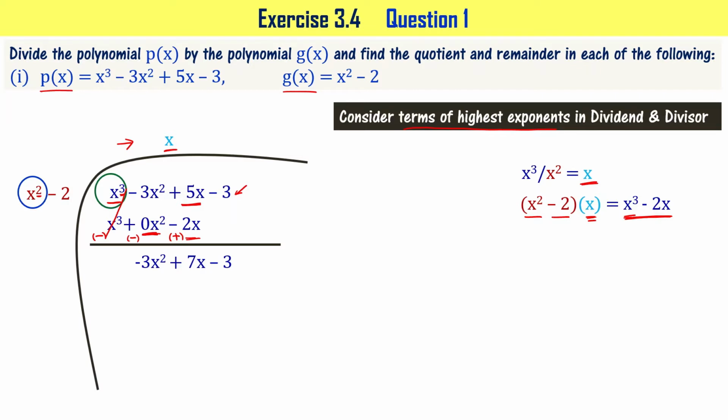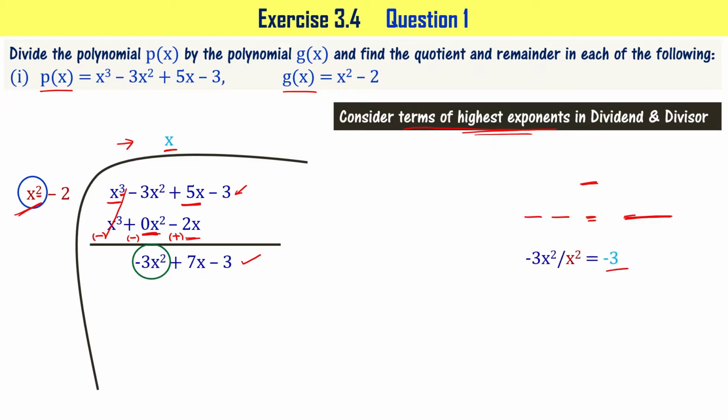What we now have to do is consider the term of highest exponent in this expression also. The term containing the highest exponent is minus 3x square. Now let me divide minus 3x square by x square. When I do that, what I get is minus 3. I am cancelling this x square and this x square, so that what we have is minus 3. Let me write minus 3 as part of the quotient here.